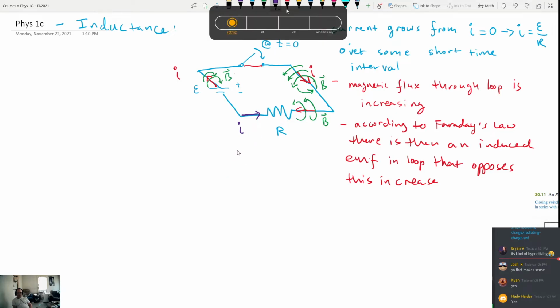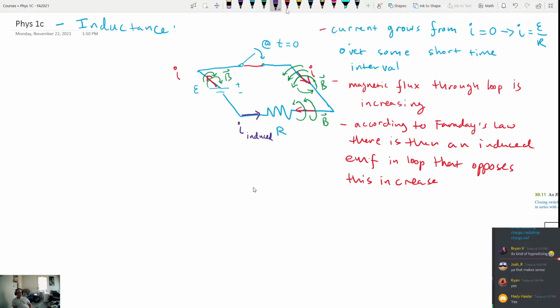That is going to oppose the buildup of current in the circuit. So to put it simply, this circuit, by virtue of being made into the form of a loop, has a magnetic flux that's increasing through it, and so there needs to be an induced EMF that opposes this increase, okay? This induced EMF that opposes this increase will always be in the opposite direction.